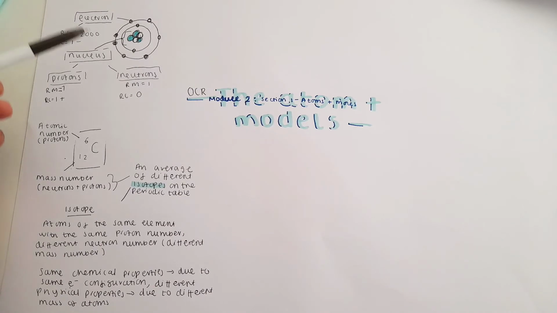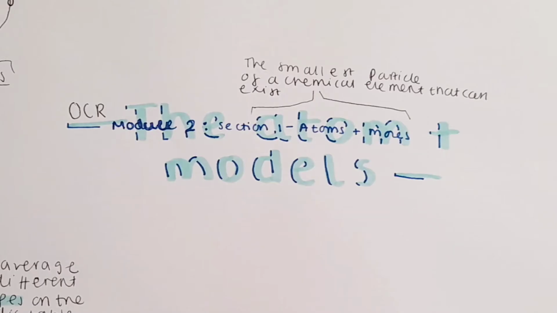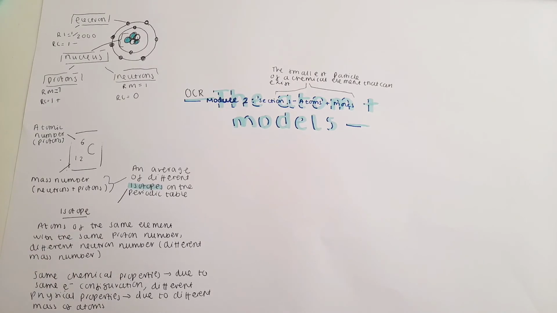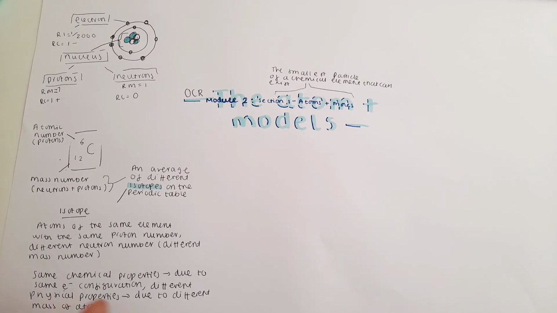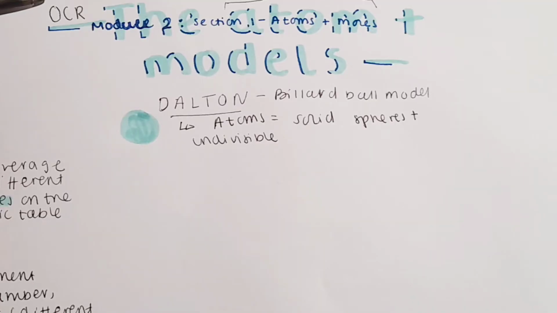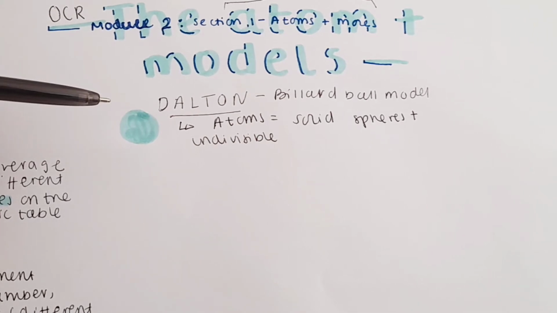Now we know all of this about atoms. What is an atom? An atom is the smallest particle of chemical element that can exist. Now we're going to look at atomic models. There are 4 key models that you need to know about. The first model is Dalton's model, and this is the billiard ball model. Dalton believed that atoms were solid spheres and indivisible.